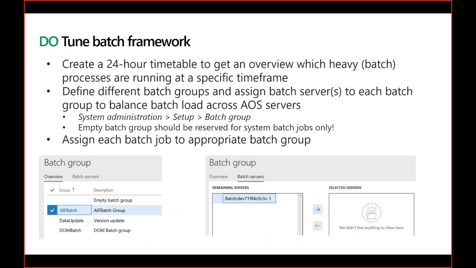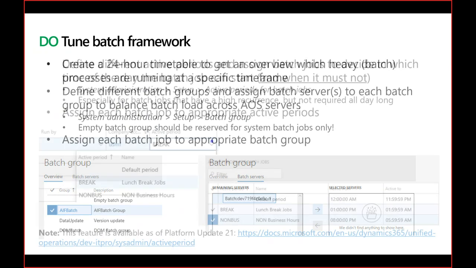How you do this in system administration, set up batch groups, you can add additional batch groups. And remember that the empty batch group, which is available out of the box, should be reserved for system batch jobs only. And then from there, you assign batch jobs to the appropriate batch group. It sounds simple. It's there already from the previous releases for a very long time, probably since the beginning of the AX time, but still we see a lot of times that the batch framework is not tuned correctly.